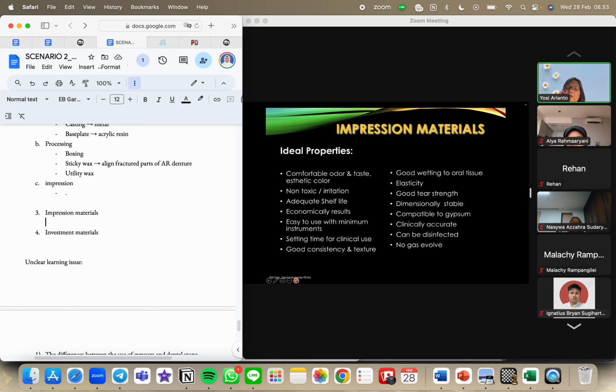It means that the impression should not fracture or tear easily. And it should be dimensionally stable, compatible with gypsum, accurate, and able to be disinfected, and there is no gas involved.